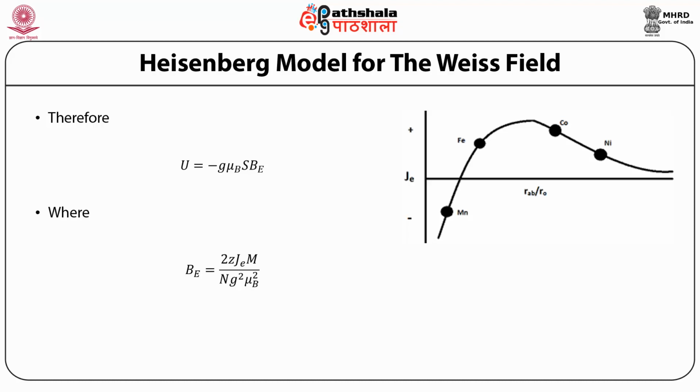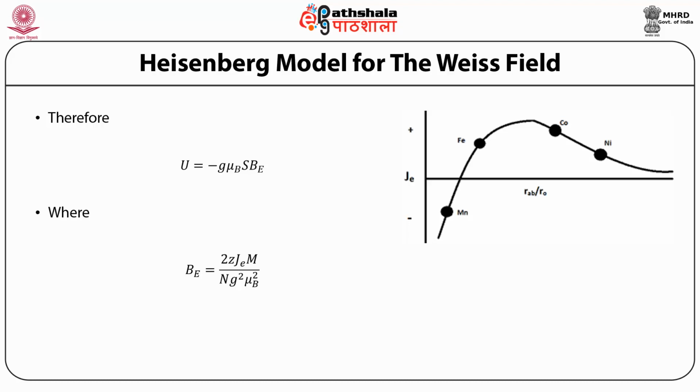But on the negative y-axis there is manganese, whose JE is negative, the exchange integral is negative, and on the negative side of the y-axis the ratio of Rab over R naught is less than 3, so that is the paramagnetic region. So in a broader sense we can say that the positive y-axis is the ferromagnetic region of this curve, and the negative y-axis is the paramagnetic region. In the paramagnetic region it is manganese, and in the positive y-axis it is the ferromagnetic region.